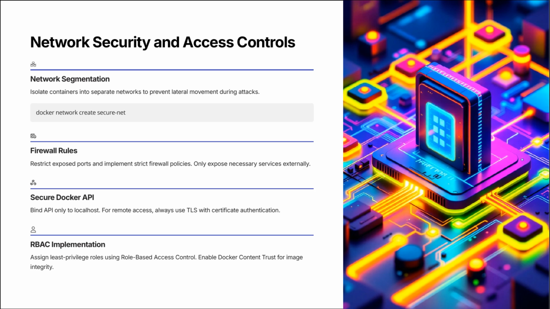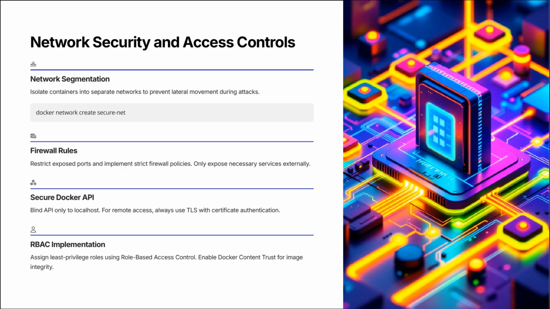Next, we have firewall rules. It's imperative that we restrict exposed ports and implement strict firewall policies. The rule of thumb here is to only expose necessary services externally, minimizing the chances of unauthorized access or unwarranted data leakage. Turning our attention to the Docker API, it's imperative to secure it properly.